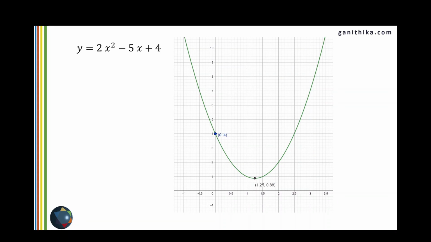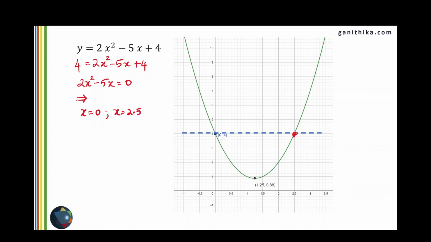So in order to find the third point, use the same value of y as 4, which is the y-intercept, and find the other x value here. So substituting 4 for y and solving the equation, you will get 2 x values, x is equal to 0 and x is equal to 2.5. X is equal to 0 gives you the y-intercept, which is already given on the graph. Now this point is 2.5, 4. So mark this point on the graph.